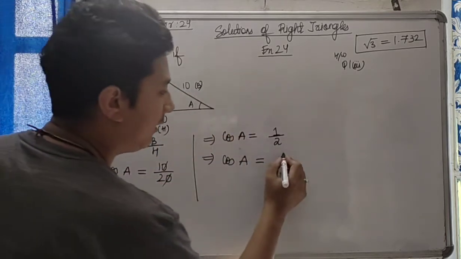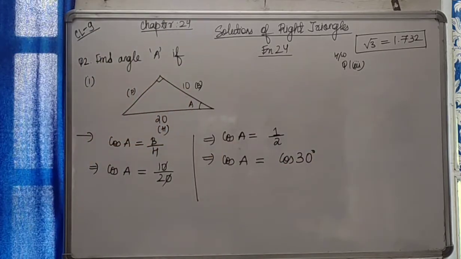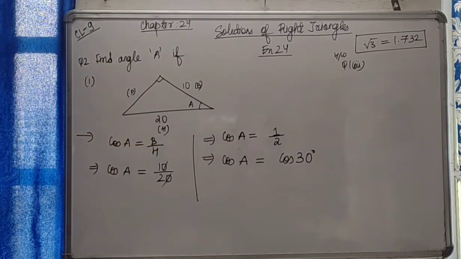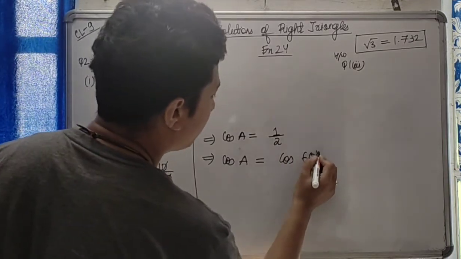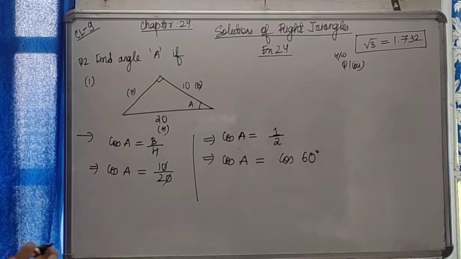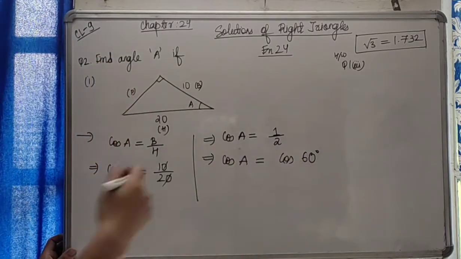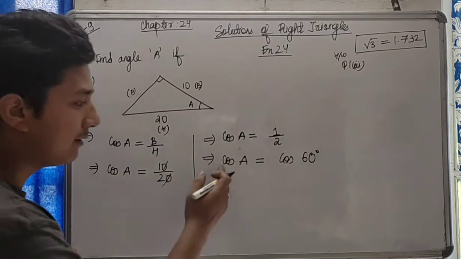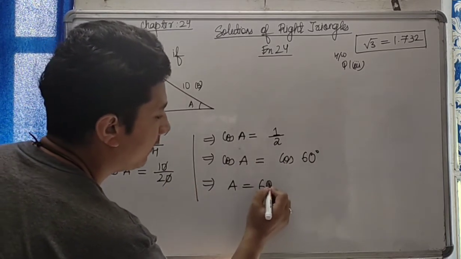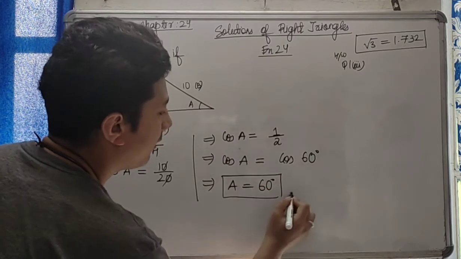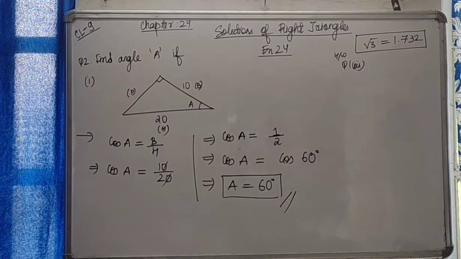Cos 60 degree. Sorry, cos 30 degree. Cos of which angle is half? Cos 30. No, cos 60 degree. My mistake. Cos 60 degree is half, because cos 60 and sin 30 are the same. Okay, so cos A equals cos 60. Removing cos from both the sides, I'll get the value for A, which is 60 degree. I hope you're clear with this, boys. So please pause the video and note it down.